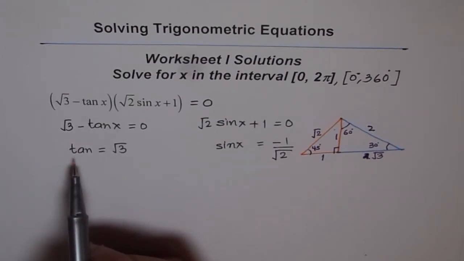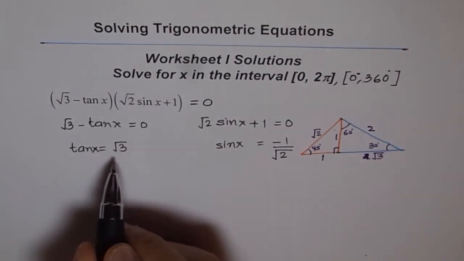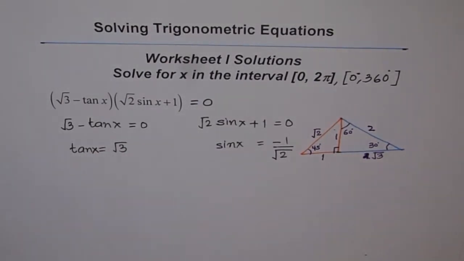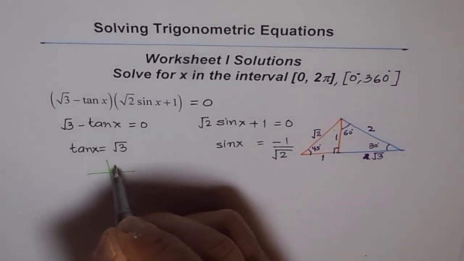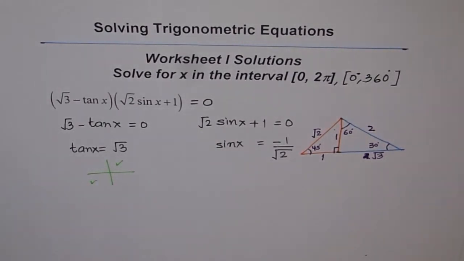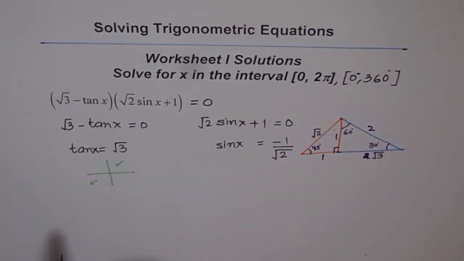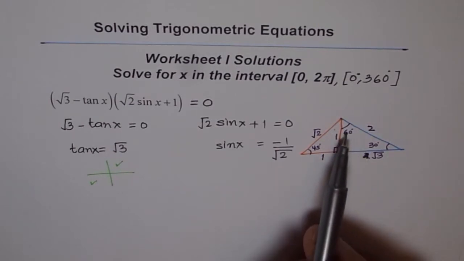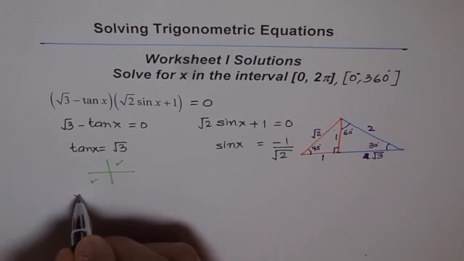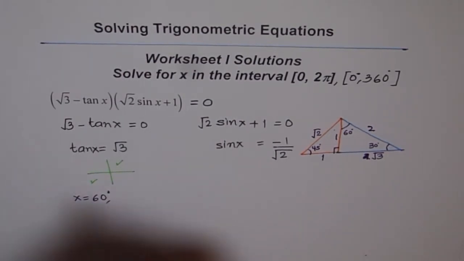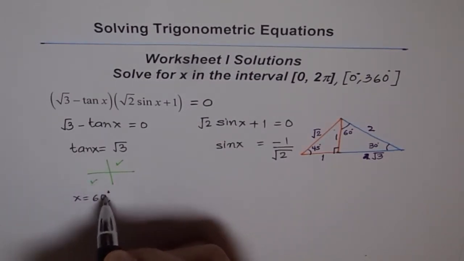When we say that tan x equals square root of 3, it means what? It means that you're looking for solutions in quadrant 1 as well as in quadrant 3, because tan x is positive in both quadrant 1 as well as in quadrant 3. Now, tan x is square root 3 for which values? For 60 degrees, right? So we have a solution here which says x equals 60 degrees plus a 60 degrees in this quadrant also, which makes it 180 plus 60. So that is the next answer.